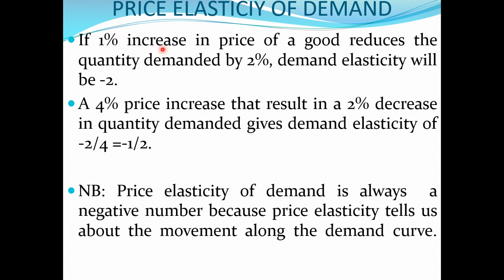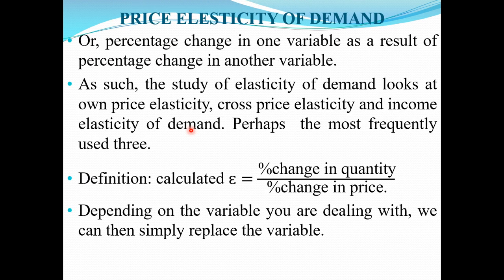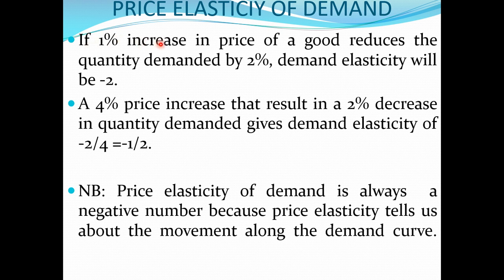Price rose by 1%, which means the percentage change in quantity, the numerator, is 2%, and the denominator, the percentage change in price, was 1%, right? So 2 divided by 1 is 2, which means that as a result of this 1% increase in price, quantity demanded reduced by 2%.